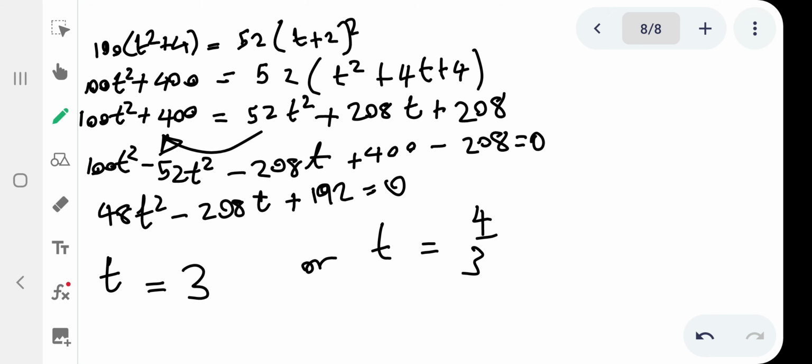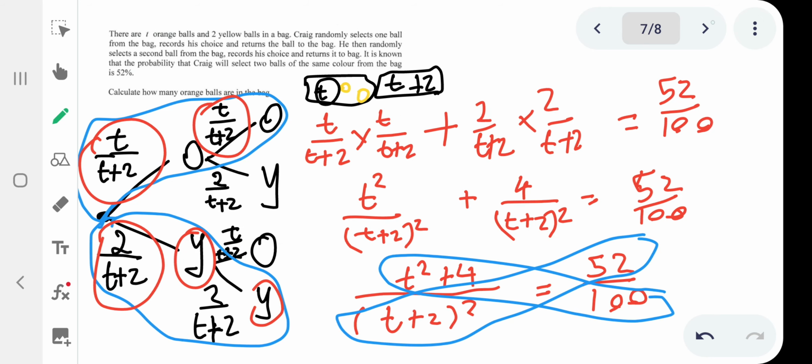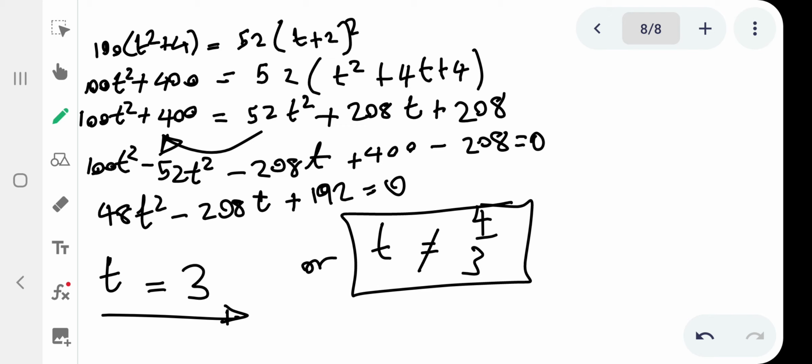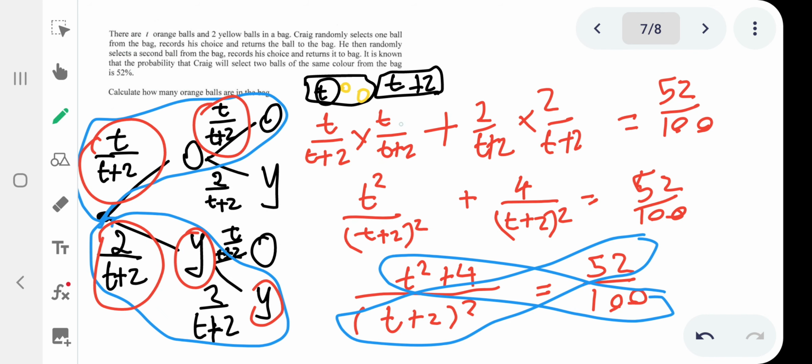But remember, we are looking for the number of orange balls, and the number of orange balls cannot be a fraction. So 4 over 3 does not make sense. So the only answer that makes sense is 3, so we cancel the other one. It means we had 3 orange balls inside that bag. So in total, it's now 5 balls, right? So this is how we get the number of orange balls, using a tree diagram.